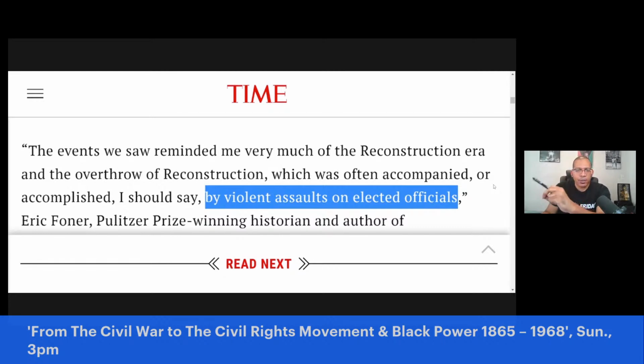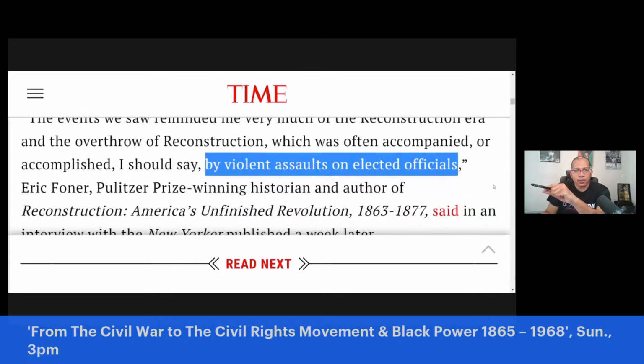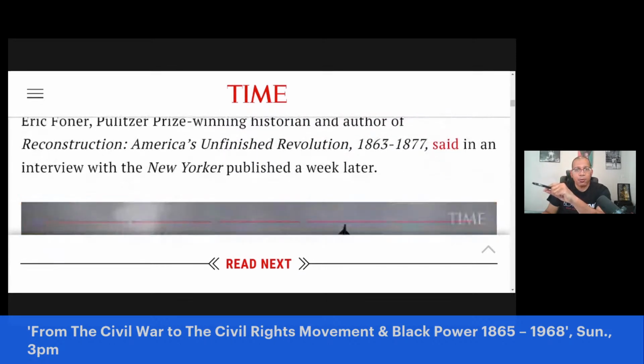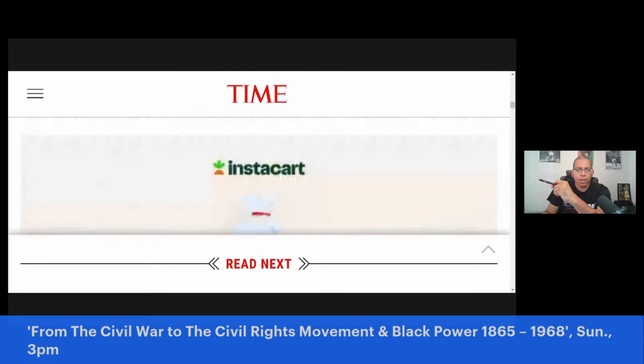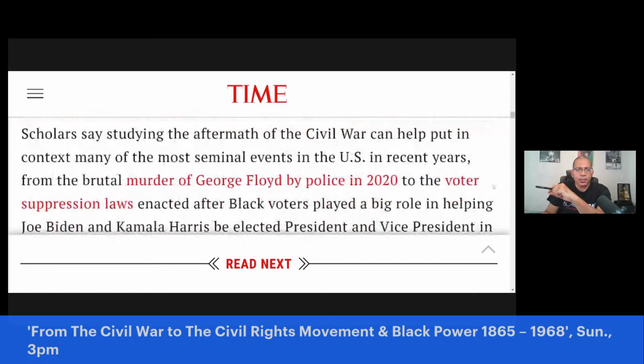the Ku Klux Klan Act of 1871, which is the third of the four enforcement acts during the Reconstruction era, was made law: to crack down on the Ku Klux Klan and Klan-like domestic terrorist organizations who were attacking African-American elected officials, attacking African-Americans trying to vote, as well as white Republican elected officials. This was said by Eric Foner, Pulitzer Prize winning historian and author of Reconstruction: America's Unfinished Revolution, 1863 to 1877. He said this in an interview with the New Yorker published a week after the January 6th insurrection.